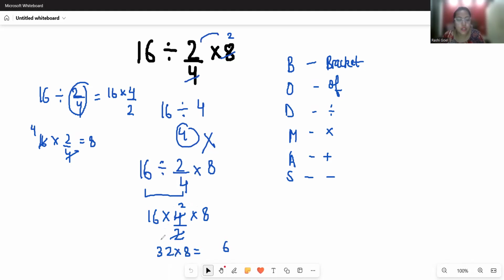8 times 2 is 16. Carry over 1. 8 times 3 is 24, plus 1, 25. So 256 is the correct answer, not 4.